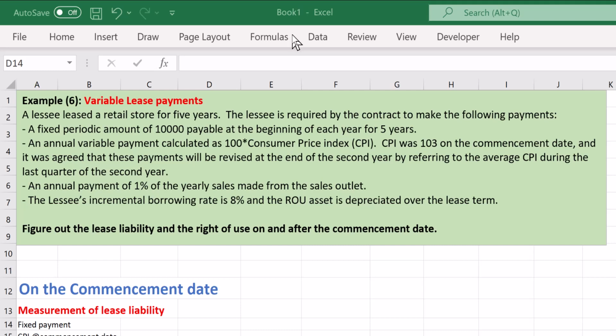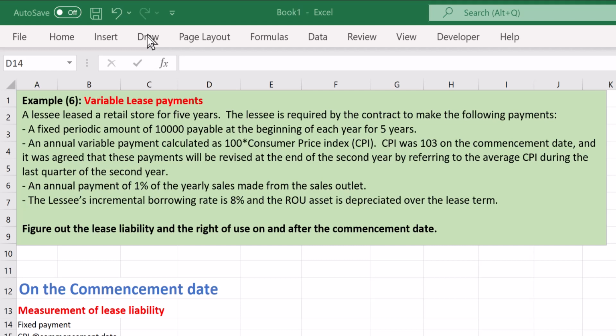A lessee leased a retail store for 5 years. The lessee is required by the contract to make the following payments. A fixed periodic amount of 10,000, payable at the beginning of each year for 5 years. An annual variable payment calculated as 100, multiplied by the Consumer Price Index.